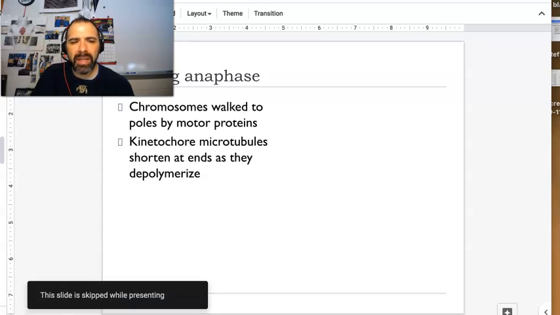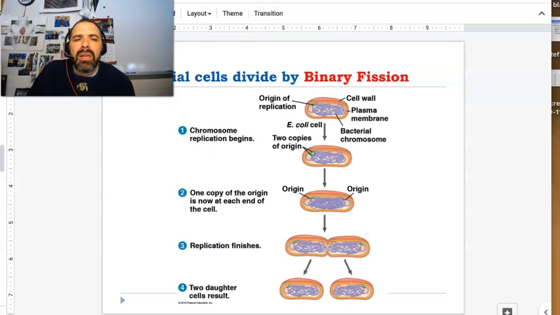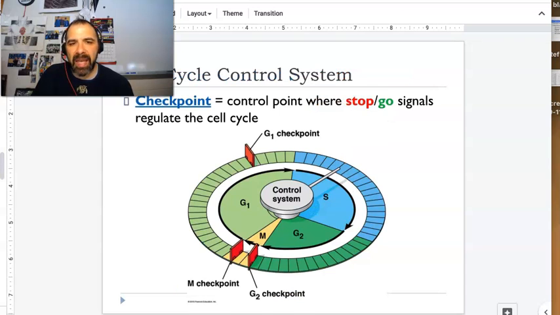During anaphase, chromosomes walk to the poles by motor proteins. This is kind of important because these are where issues can occur. Then kinetochores, these are microtubules that shorten at their ends as they depolymerize, or break down. There's a misconception on how the chromosomes get there. They actually walk back; they're not pulled back. I wanted to make sure that slide was in there. Bacterial cells divide by binary fission. Again, chromosomes replicate and the cell basically splits in half.